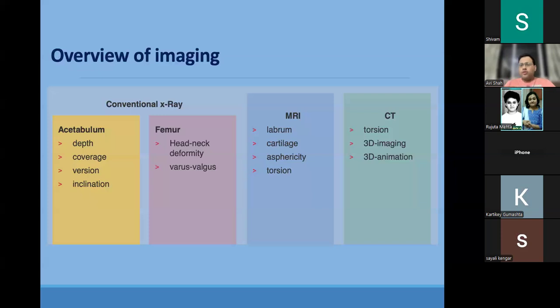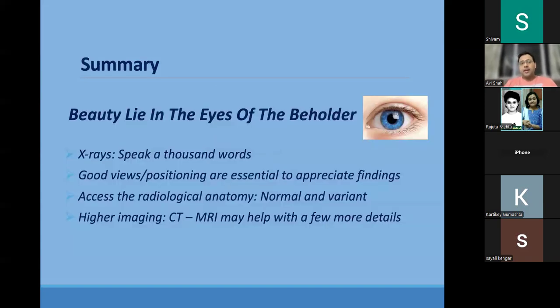So just overviewing the imaging now, your X-ray gives you around 80% of your information about the bony pathology and soft tissue shadows, at least to a certain extent. Your MRI talks to us about your labrum, the cartilage, the sphericity of the cartilage and the head, and the torsion. And the CT scan can help us for certain bony images, 3D imaging, 3D animations to help us understand certain pathologies and torsion again. So again, the beauty lies in the eye of the beholder.